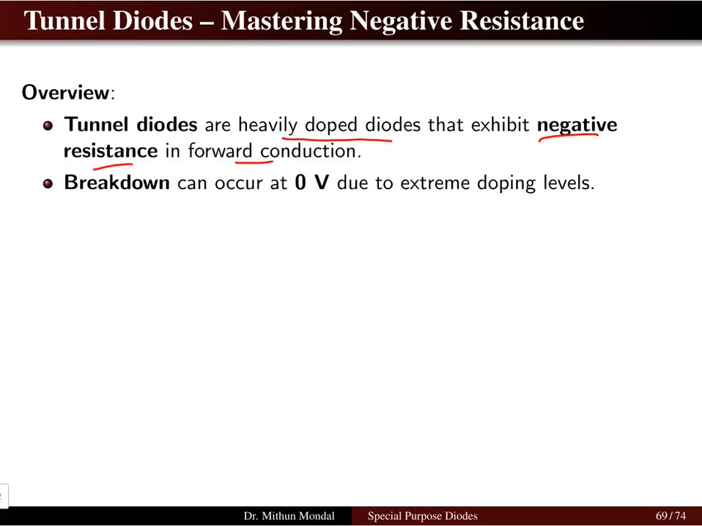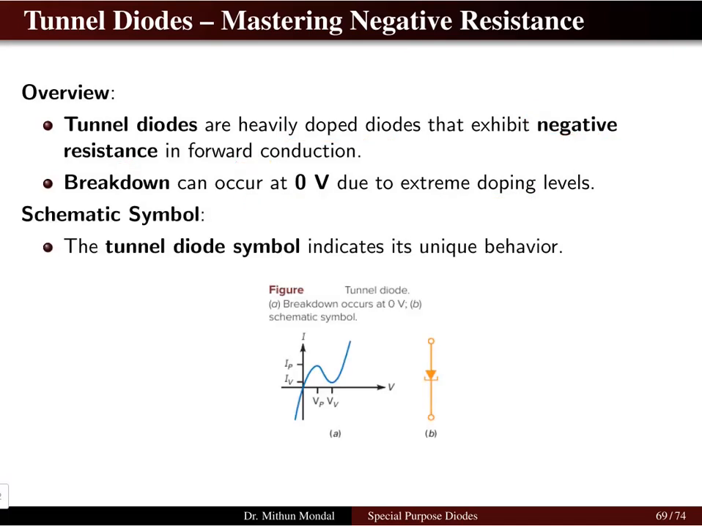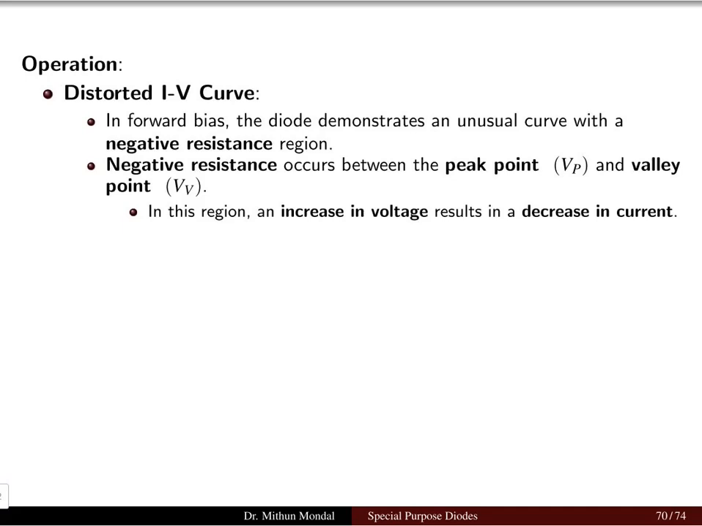So when the diode is forward biased, you will have negative resistance, and the breakdown can occur at 0 volt due to the extreme doping level, because it is highly doped. Here we can see the schematic symbol of the tunnel diode, which has a unique behavior, and the breakdown will occur very close to 0 volt. We have a distorted current voltage curve, which we have seen.